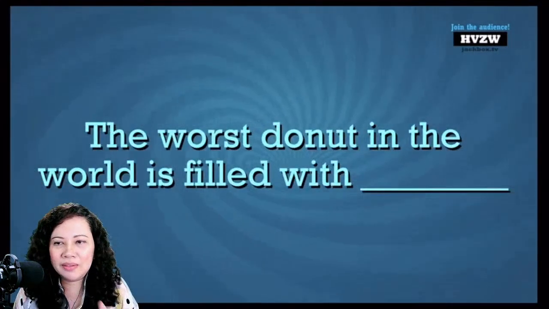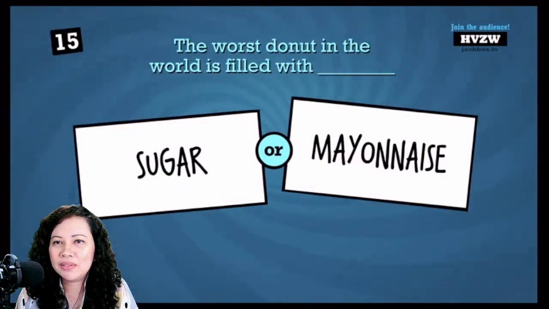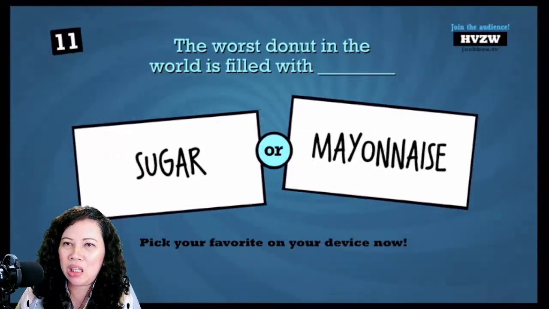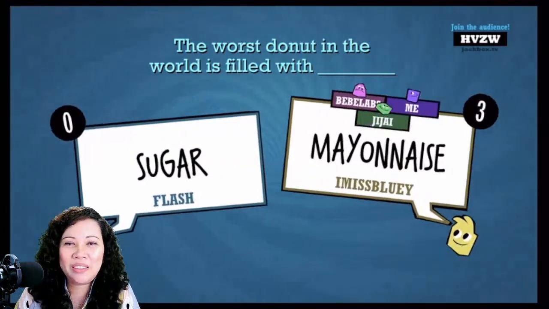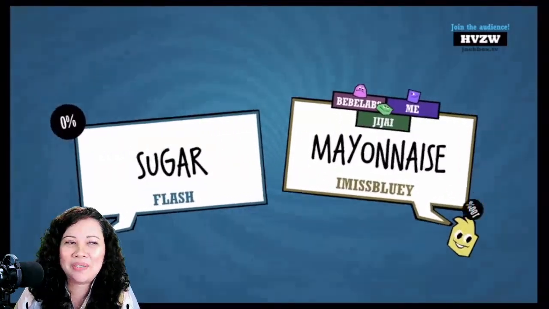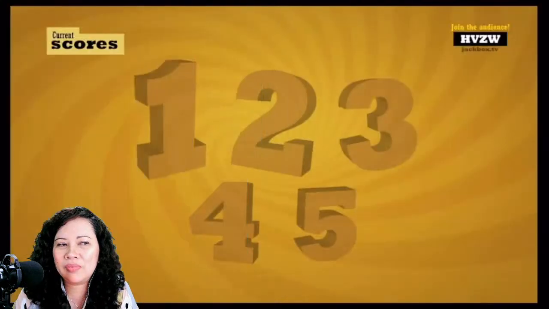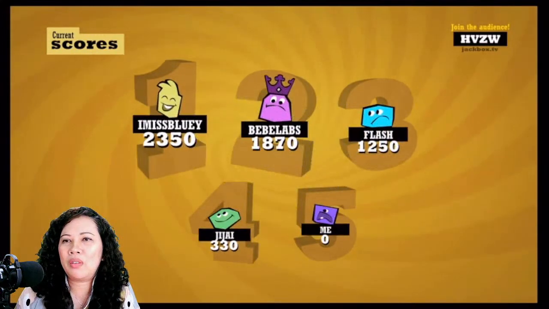And next is, the worst donut in the world is filled with blank. Vote away. Ew. Mayo, of course. I Miss Bluey, congratulations. That's all for round 1. Here's the scoreboard. I didn't even get a score.